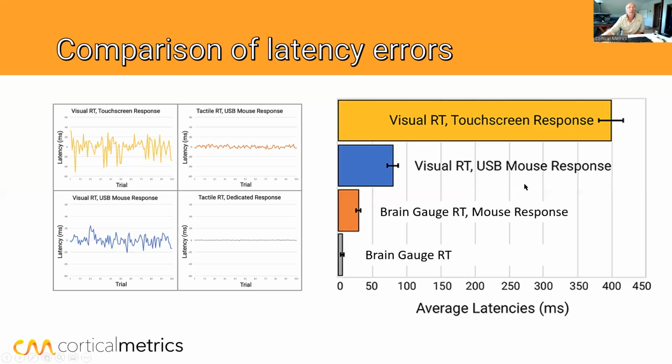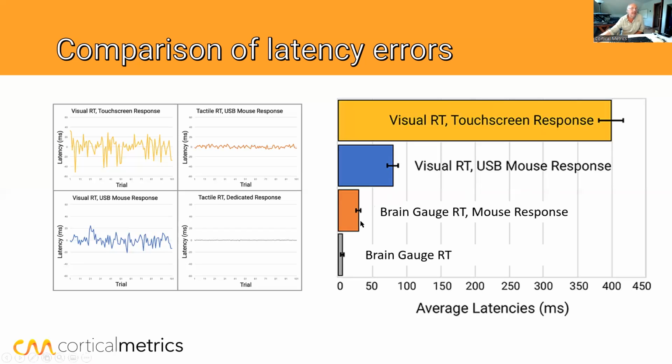Visual reaction time with the USB mouse, where we flash it on the screen and you respond: latency there is about 80 milliseconds. This is what's normally used in a lot of systems. Brain gauge reaction time with a mouse response. That means using the brain gauge and then hitting the button on the mouse.